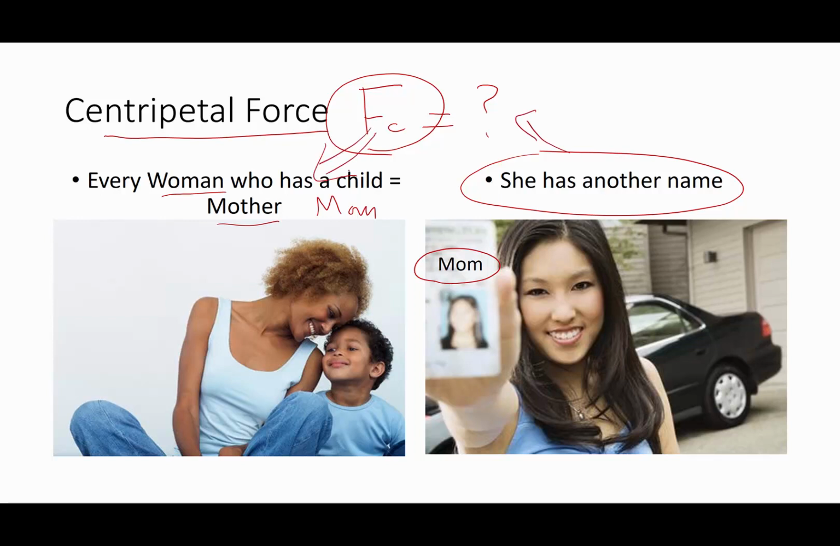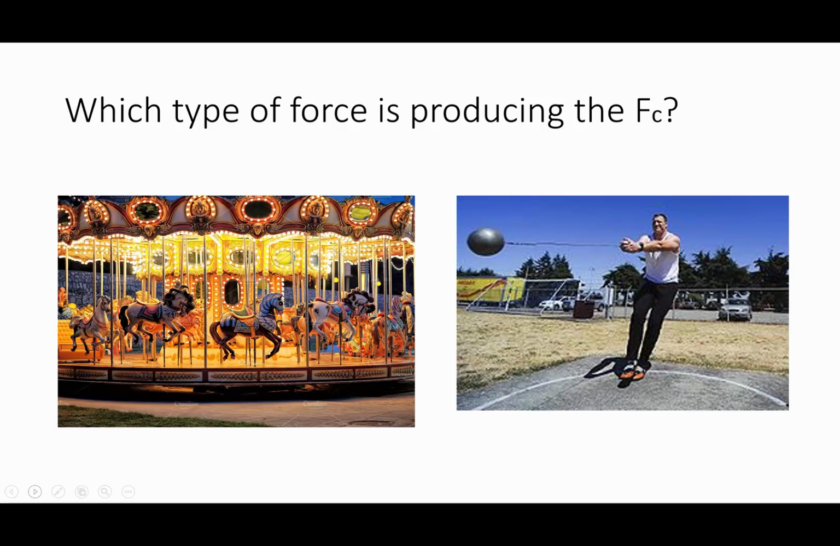Centripetal force is the generic name of any force towards the center of the circle, but we've got to know exactly which force we're talking about. So we're going to spend a few slides here trying to identify what is the centripetal force. Let's start with the gentleman in the hammer throw. This object is spinning around him. What force is towards the center of the circle? What is the centripetal force? In this case, it happens to be tension. Tension is how we transfer a force through a rope, a chain, or a cable. So in this case, centripetal force is tension.